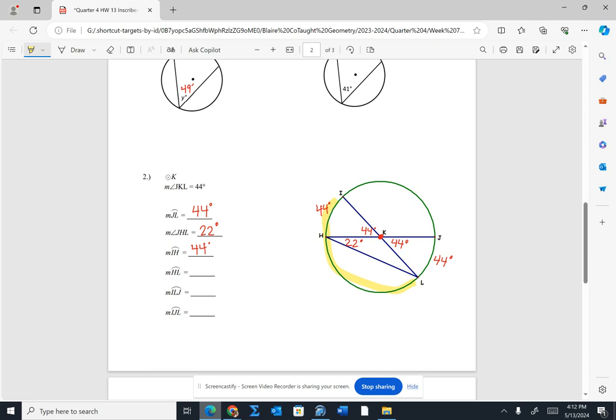That's 180 degrees because it's a semicircle. And if a whole circle has 360 degrees, a semicircle has 180 degrees. So I could just see what's left from 180. So 180 minus 44 is 136.